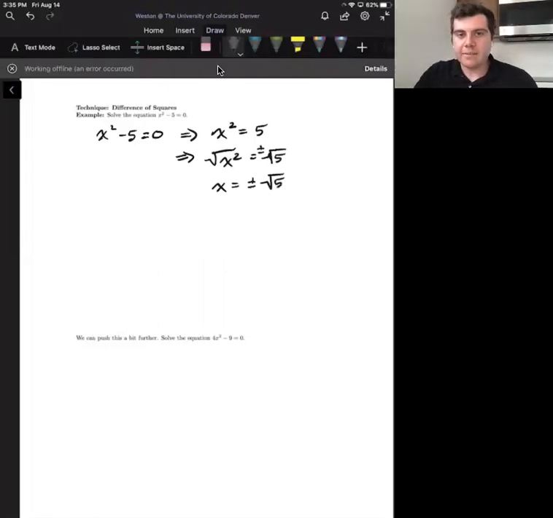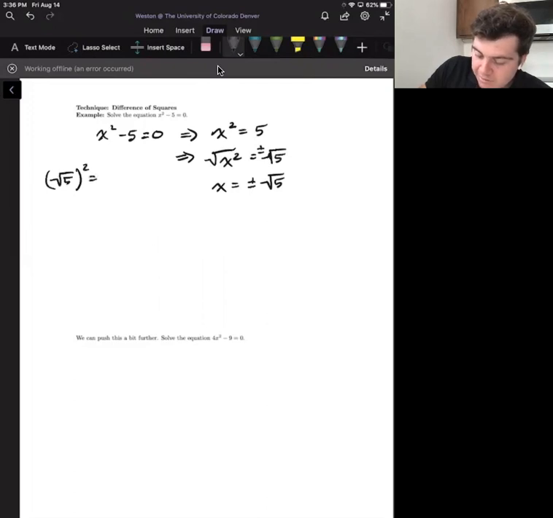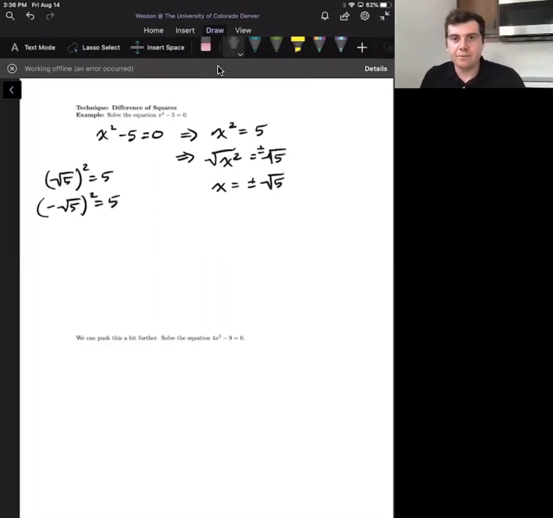And remember that the minus sign is important to have, the plus or minus, because if we have the square root of 5 and we square it, then we get 5. But also if we have negative square root of 5 and we square it, we also get 5. So therefore, both plus square root of 5 and negative square root of 5 are solutions.